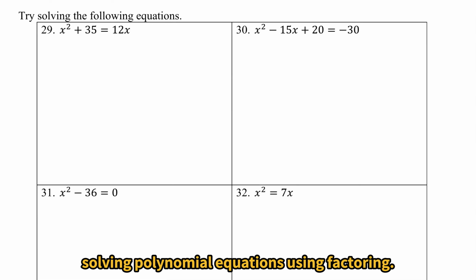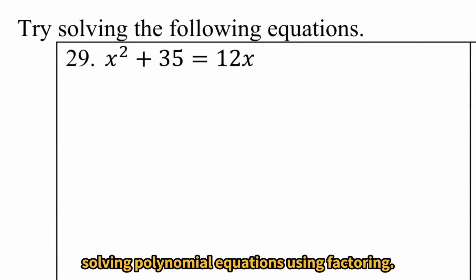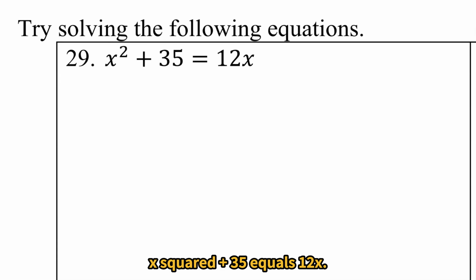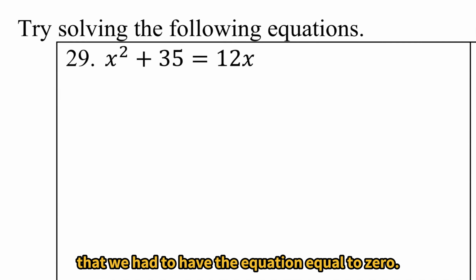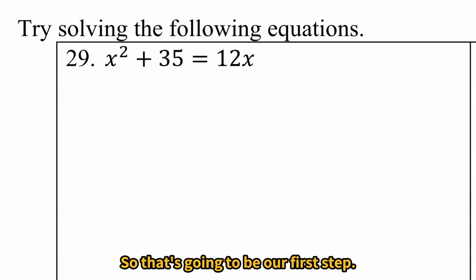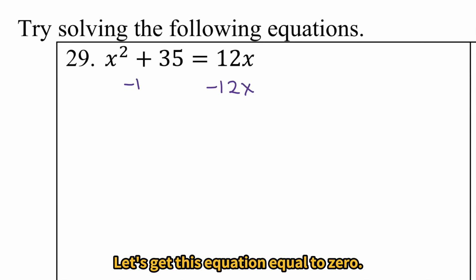Let's practice solving polynomial equations using factoring. In this first example, x squared plus 35 equals 12x. We saw in the previous lessons that we had to have the equation equal to 0. So that's going to be our first step. Let's get this equation equal to 0.